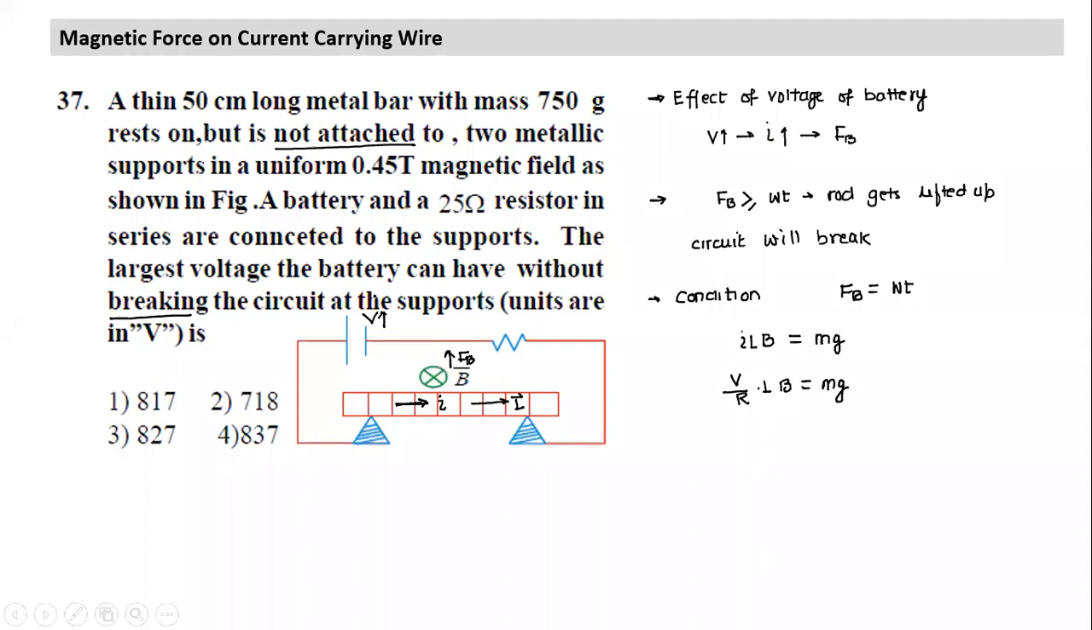Is that difficult? Now let's look at this. All information is given now. L is given, mass is given, and magnetic field is given. Battery and resistor in series are connected to the support. This resistance is 25 ohms. So you can easily find this value. This is not a problem. I think all of you can substitute, and I leave it as an exercise. All of you solve and check with your answer.